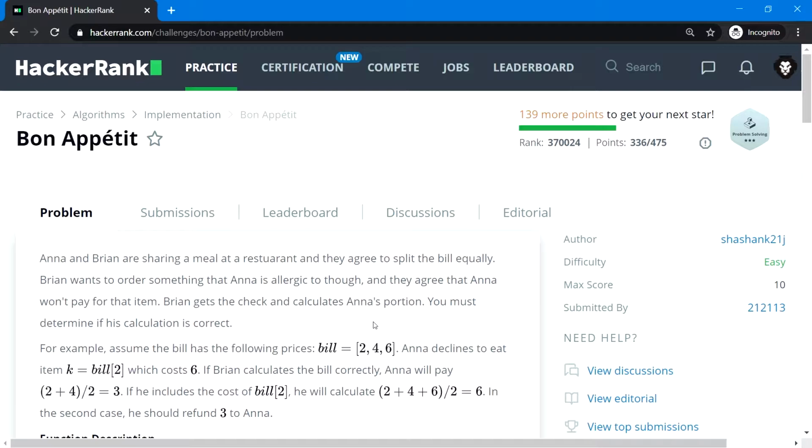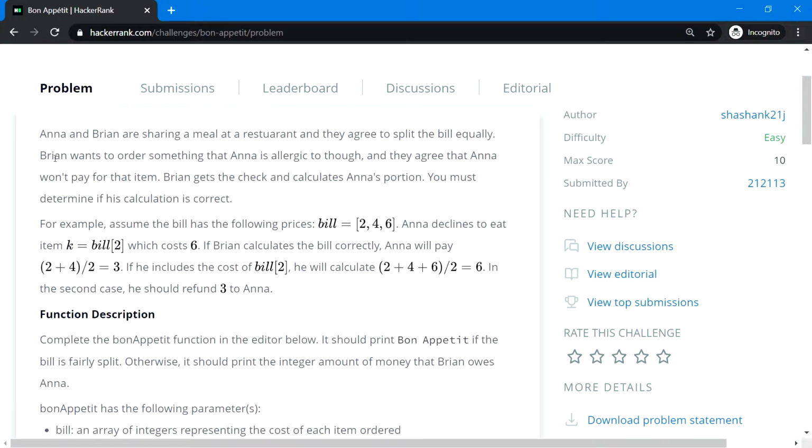Basically, the long story short is we have Anna and Brian, and they share a meal. They want to split the bill, but the problem is Brian wants to take a meal that Anna doesn't want. Each number in the bill represents the price of one meal. Here are three meals, and Anna declines to eat the item k=2, which is the last one. So she shouldn't pay for that.